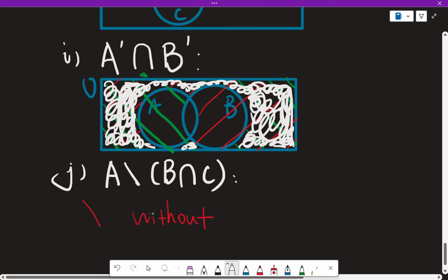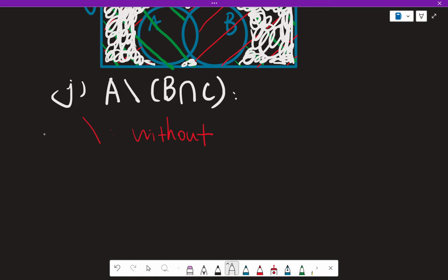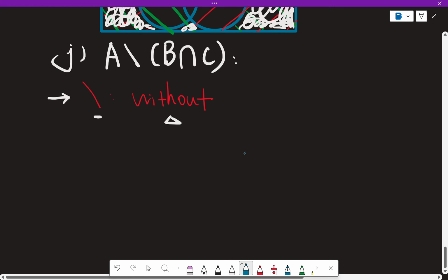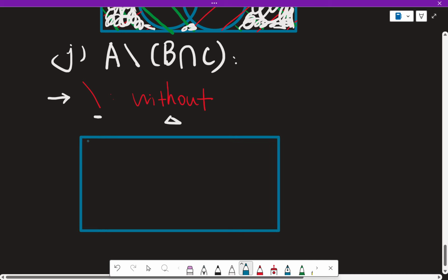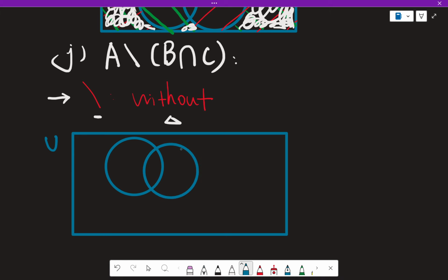Last question. A reverse slash bracket B intersect C. So in this question, we introduce another symbol, this reverse slash. That means without. So A without this thing. So before, let's just put our universal set and the three sets in the diagram first. So this is the universal set, and we have set A, set B, and set C right here.